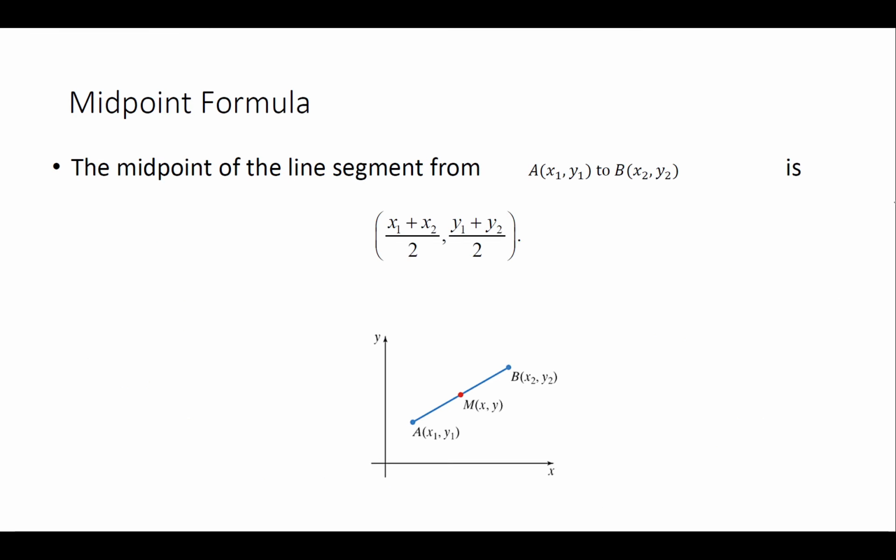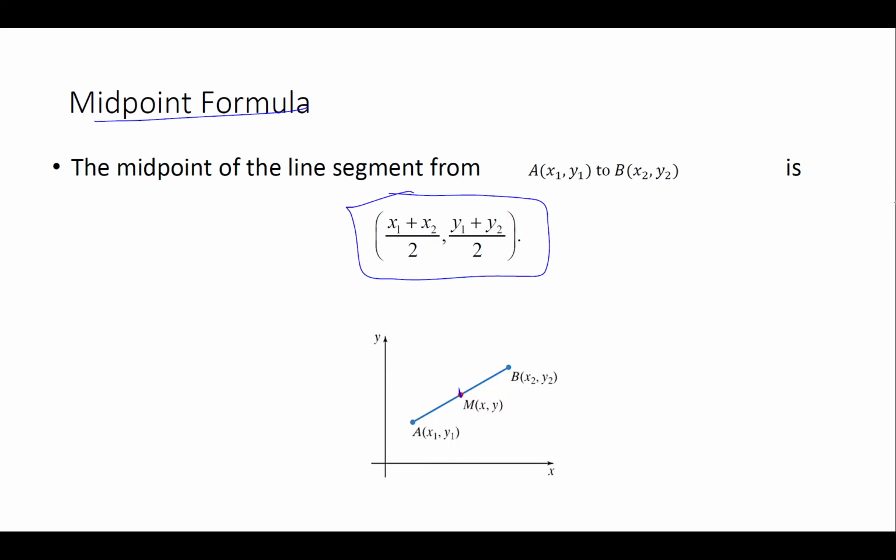Okay, let's say you have two points A and B, and you want to find the midpoint of those. If you draw a line joining those two points, you want to find the midpoint. Think about this: A is one city and B is another city, and you want to find the mid city between those two cities. Then you can find it in the coordinate system by using this formula.